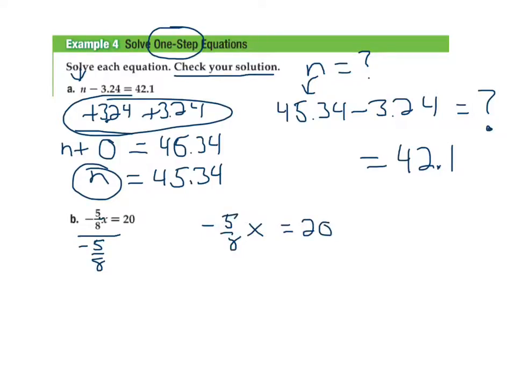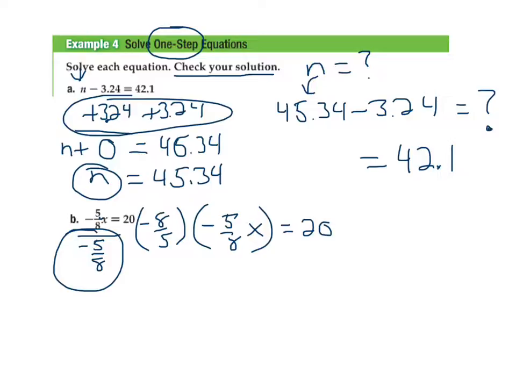So what I can do is I can then multiply both sides by negative 8/5. And multiplying by negative 8/5 on both sides is the same thing as dividing by negative 5/8. So one good thing that we can take out of this is when we have a fraction and we're multiplying by that fraction, we can undo that multiplication by flipping the fraction over and multiplying by it.